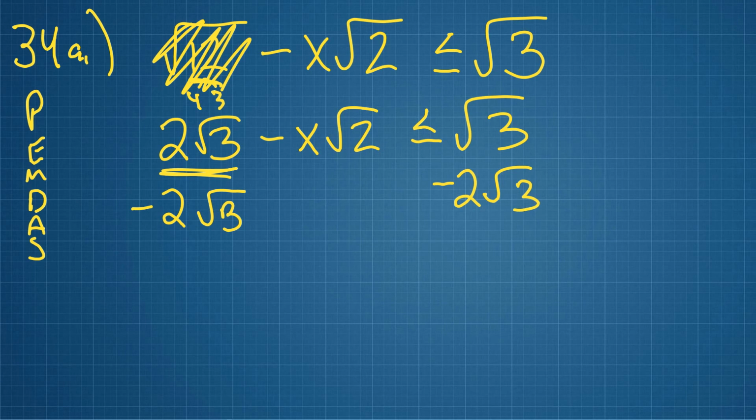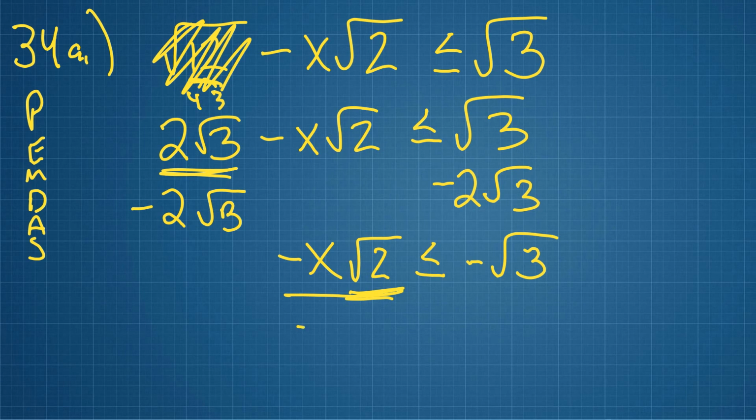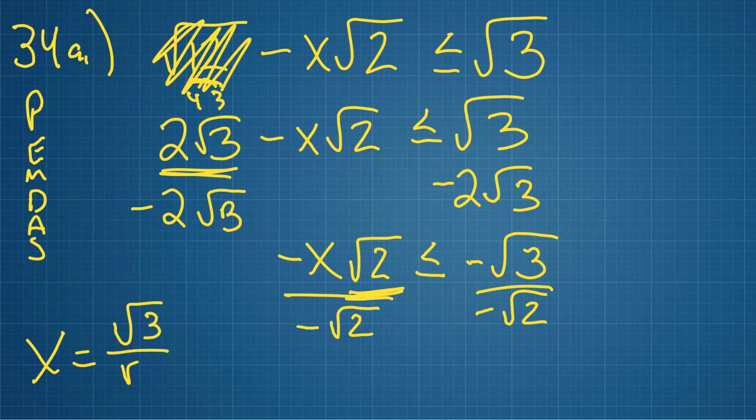Now, when it was just 12, it didn't work out because they weren't like radicals, but now they are. So I get minus x, radical 2 is less than or equal to radical 3 minus 2 radical 3, which is actually just minus radical 3. Now, think of this as a coefficient. That's like radical 2 times x. So I'm going to divide both sides by minus radical 2. So I get x equals positive radical 3 over radical 2. I'm done, except this is not simplified, so I have to multiply by a conjugate.